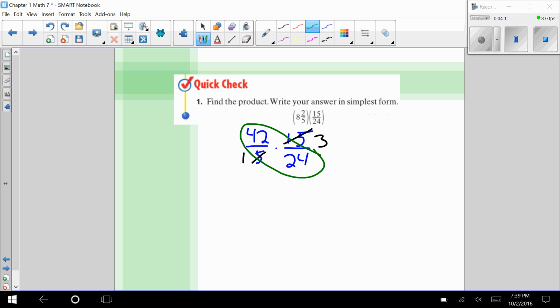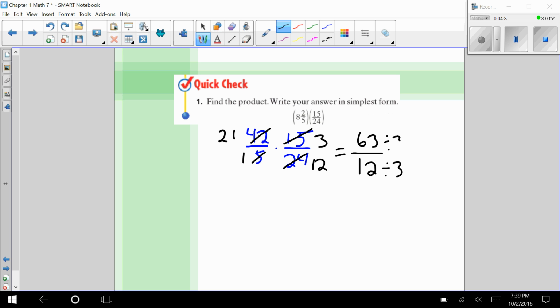I know that 2 goes into both of those, so I'm going to divide 42 by 2 to get 21, and 24 by 2 to get 12. This makes my numbers a lot more manageable for multiplying. So 21 times 3 is 63. 1 times 12 is 12. And now I know that 3 goes into both of these. So I'll simplify by 3. And I will get 21/4 as my final answer.